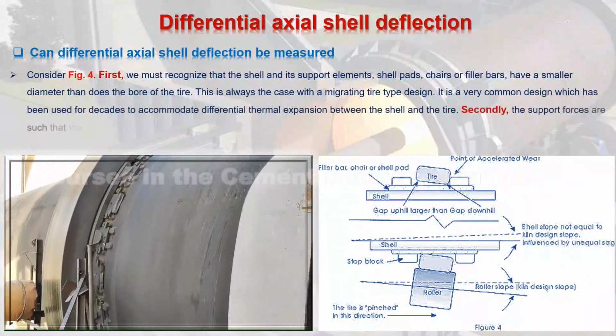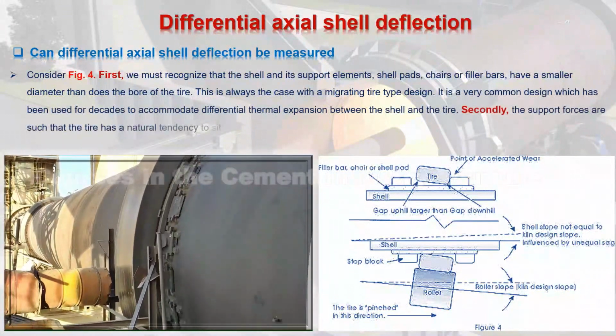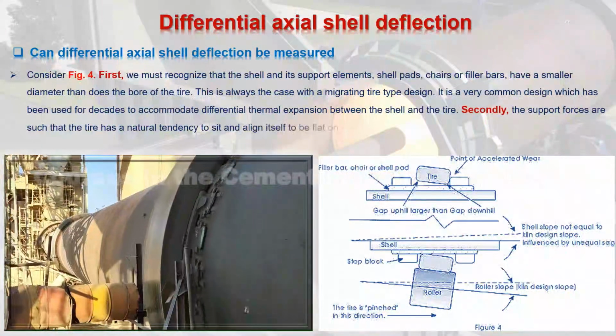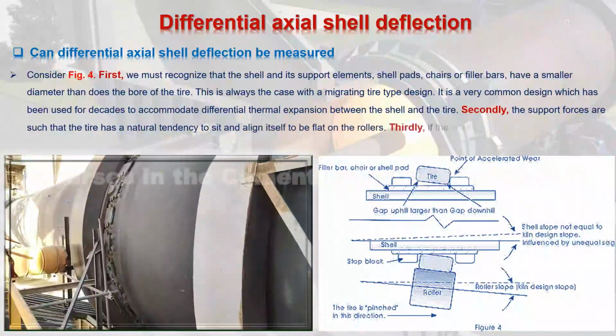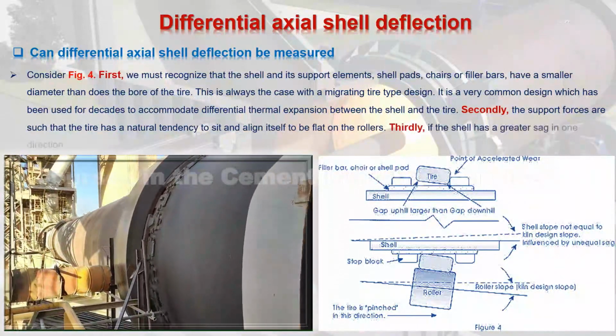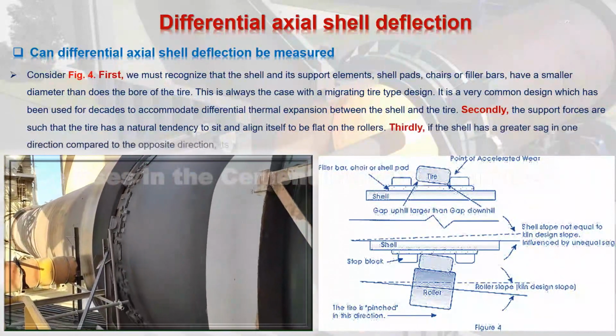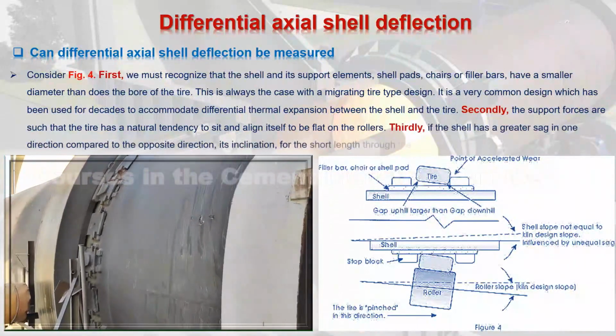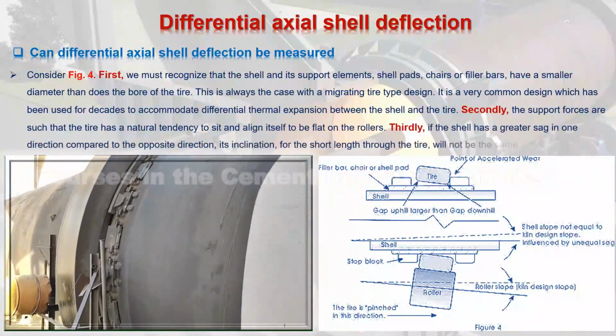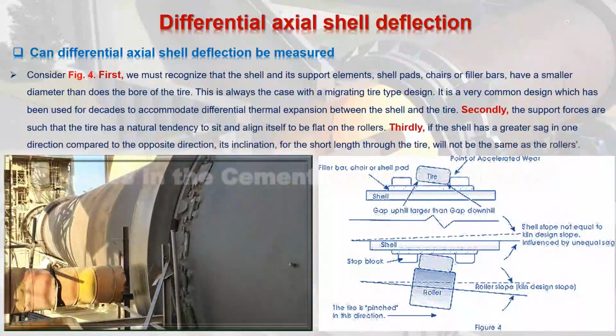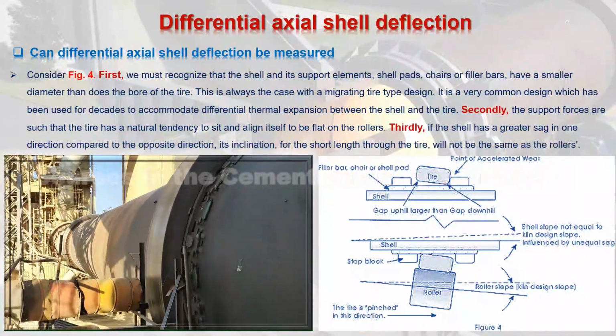and the tire. Secondly, the support forces are such that the tire has a natural tendency to sit and align itself to be flat on the rollers. Thirdly, if the shell has a greater sag in one direction compared to the opposite direction, its inclination, for the short length through the tire, will not be the same as the rollers.